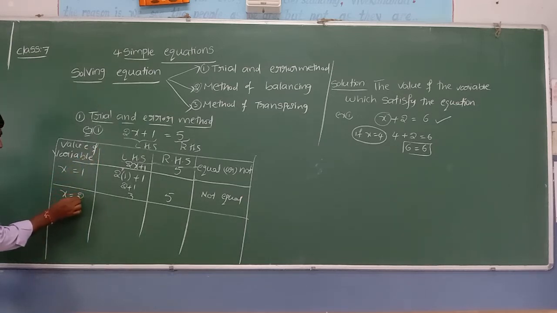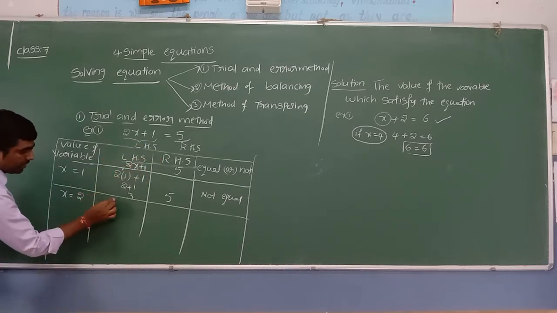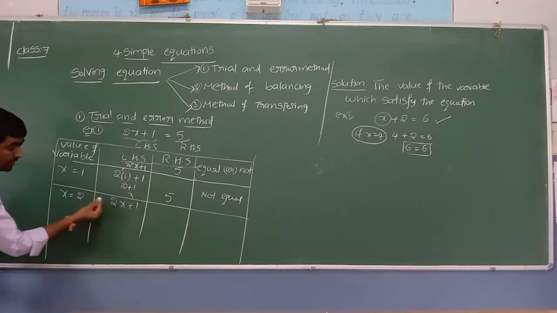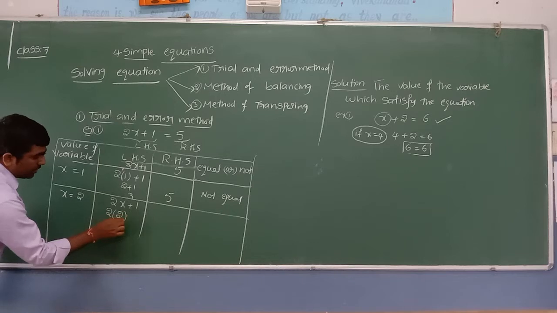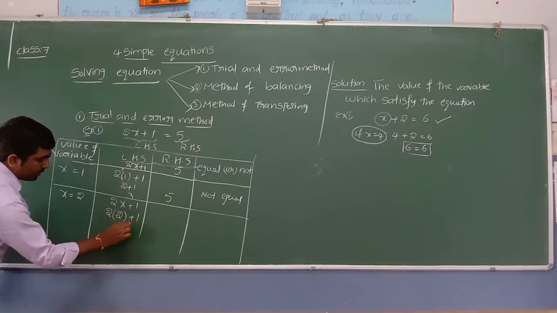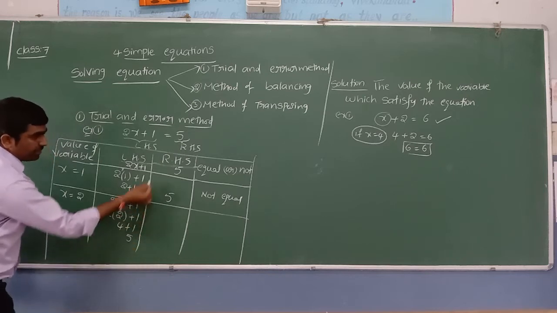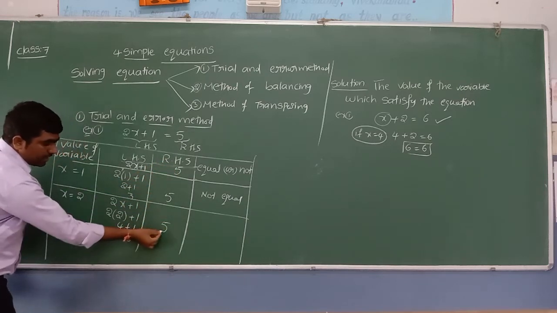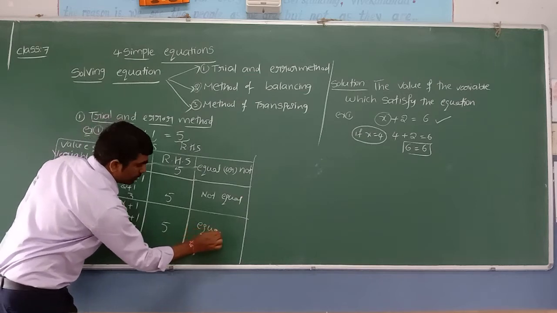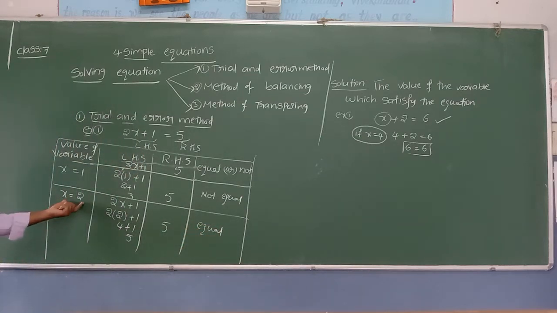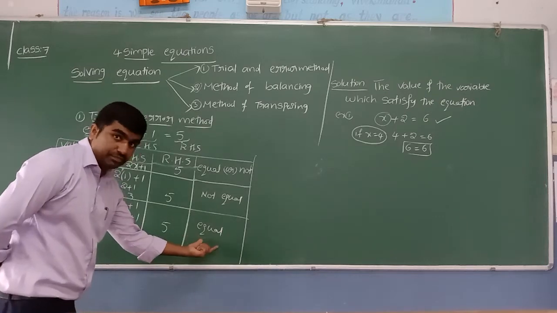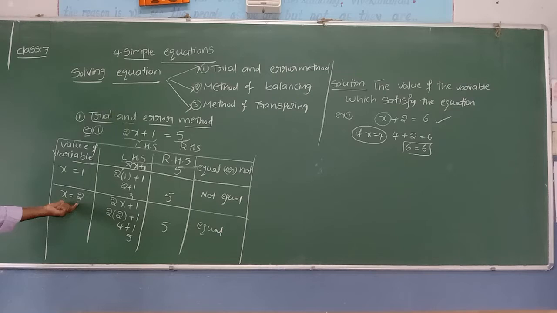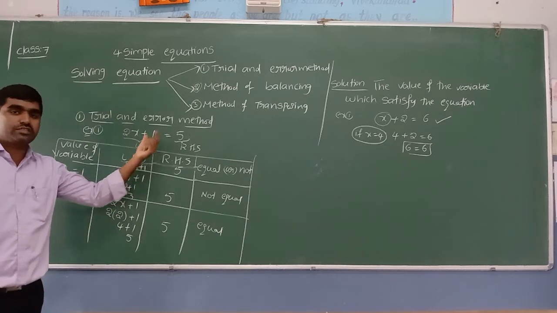Let me take x is equal to 2. What is the LHS? 2x plus 1. Let me write LHS once again, 2x plus 1. In the place of x, we take x equal to 2, so 2 into 2 plus 1. 2 2s are 4, 4 plus 1, 5. LHS 5. What is RHS? 5. LHS and RHS are both equal. Sir, x is equal to 2 is the value of the variable x which satisfies the equation, which gives both LHS and RHS equal. So what can we say now? x is equal to 2 is the solution of this simple equation.